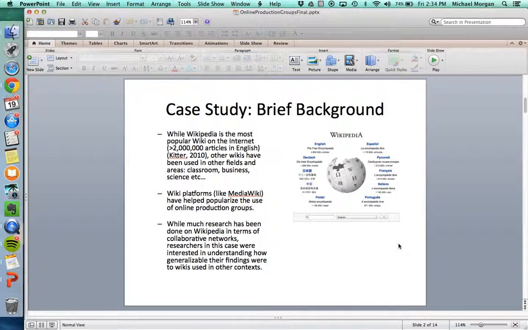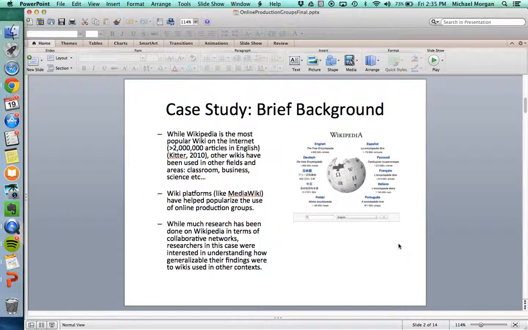Brief background on the case itself. The case study talks about Wikipedia as being the most popular wiki on the internet, more than 2 million articles in English, although this was published in 2010, so I would imagine that number is significantly larger at this point. The article talks about other wikis that have also been used in other fields: classroom, business, science. Wikipedia is actually based on the MediaWiki platform, which really helped popularize the use of online production groups. A great example is the wiki pages that we are currently using for our homework.